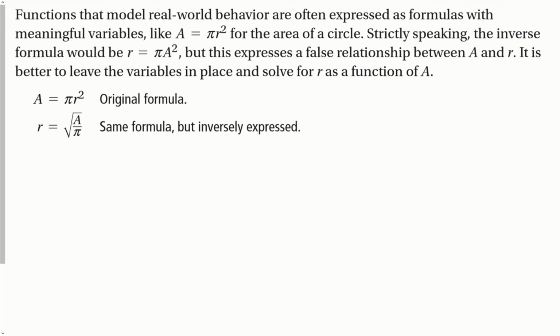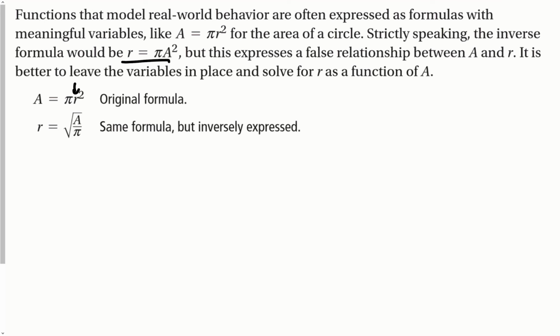Now, the one difference with this is that functions that model real world behaviors are often expressed as formulas, like A is equal to pi r squared, the area of a circle. If I switched A and r and solved it, I would get this, but that is a false relationship between area and the radius. So when we have a real world formula, we're just going to be solving for the variable.